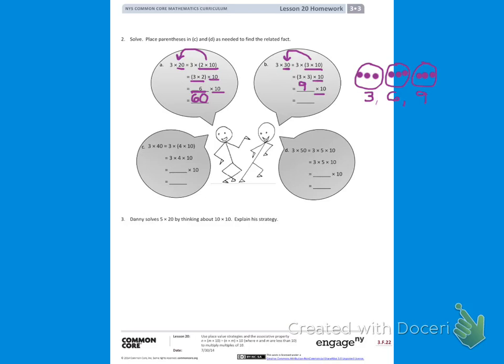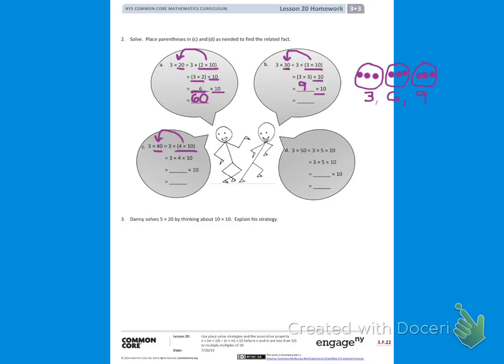Now let's look at item C. 3 times 40 equals or is the same as 3 times 4 times 10. Again, it's easier to multiply by 10 than 40. So they went ahead and wrote a tens fact here that is equivalent to the number 40. 4 times 10 is the same as 40. Now the directions tell us that we're supposed to put parentheses in items C and D as needed to find the related fact.